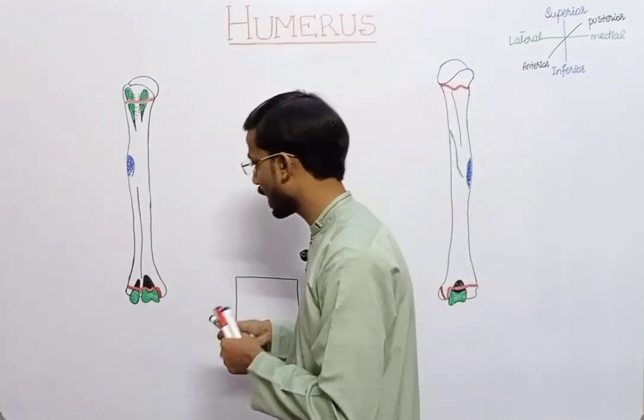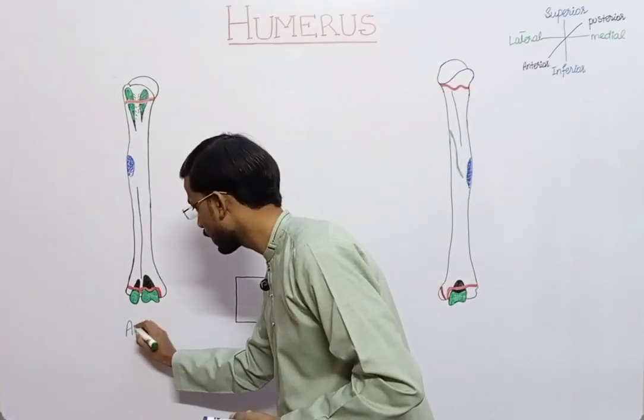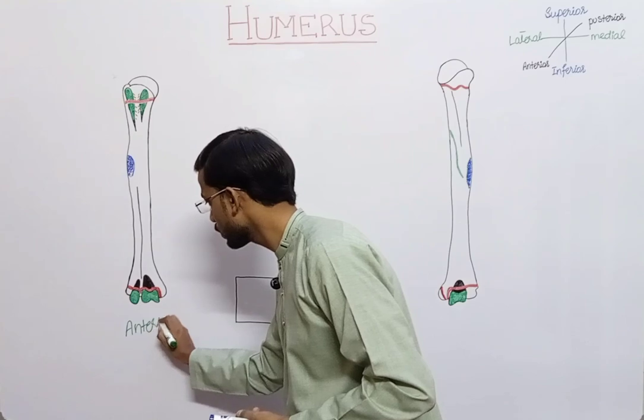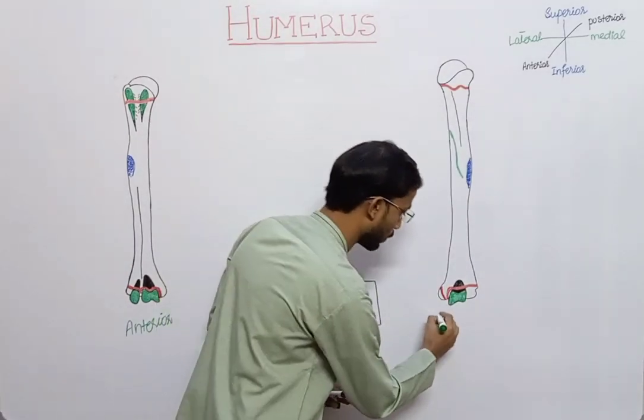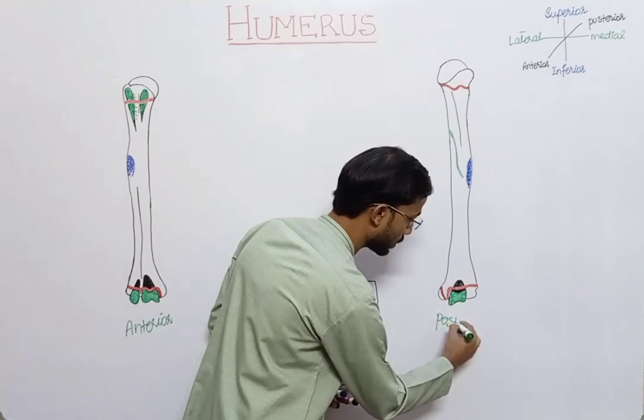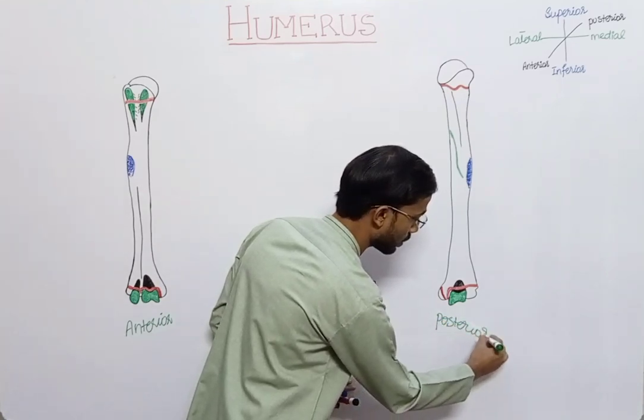So here you can see the two views of the humerus. This is the right humerus, and this is the anterior view of the humerus, and this is the posterior view.